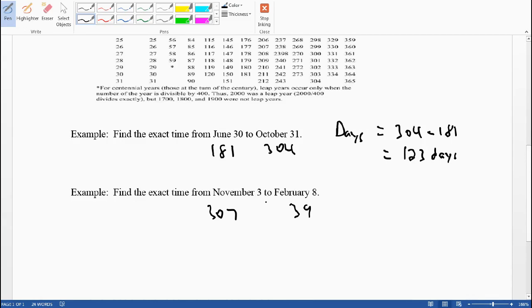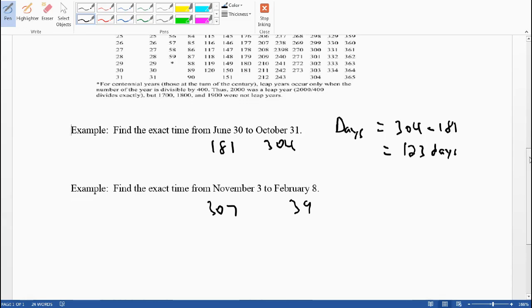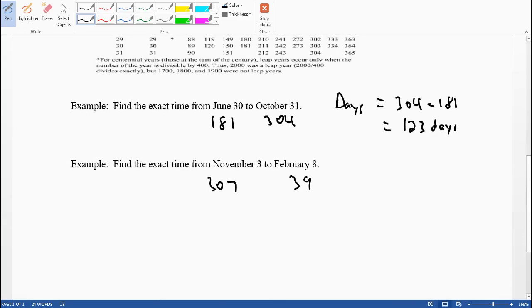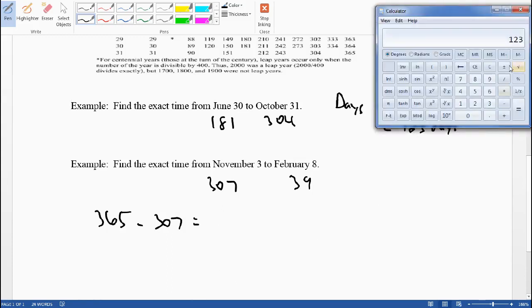So how in the world can we use these values to get our answer? Well, let's think about it for a second. We know there's how many days in a year? 365, assuming there's no leap year. 365 days in a year. Well, we don't want all of those. We want what's left over from November 3rd to the end of the year, which means we need to get rid of all the days before November the 3rd. That's going to leave what remains in the first year of this example. So we're just going to subtract the table value from 365. We get 58.